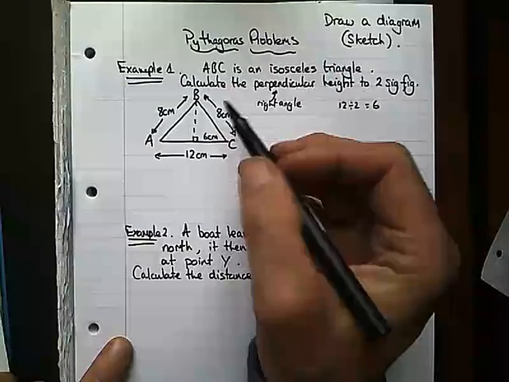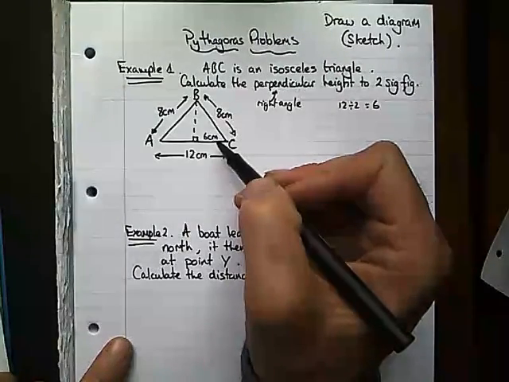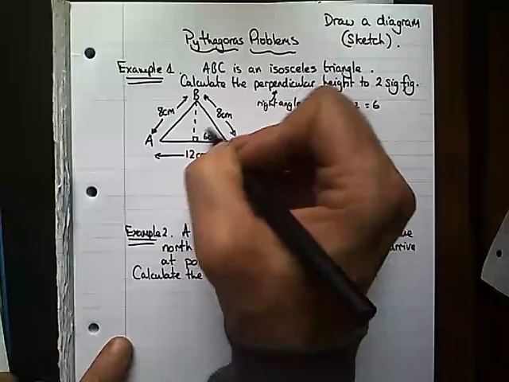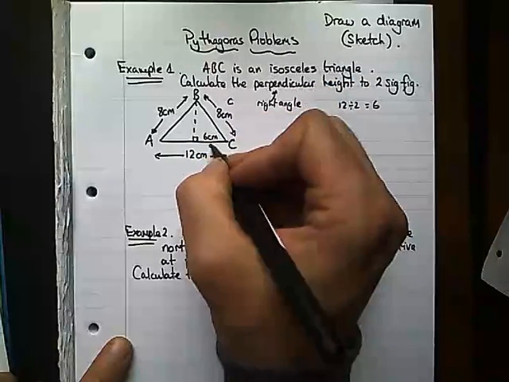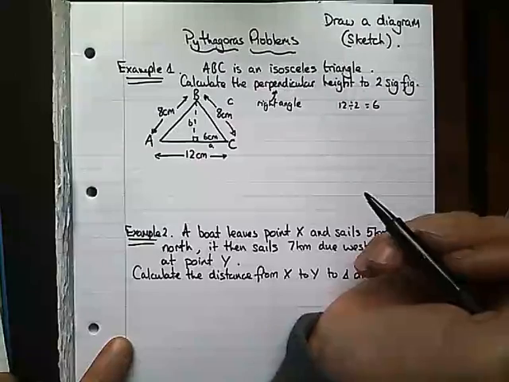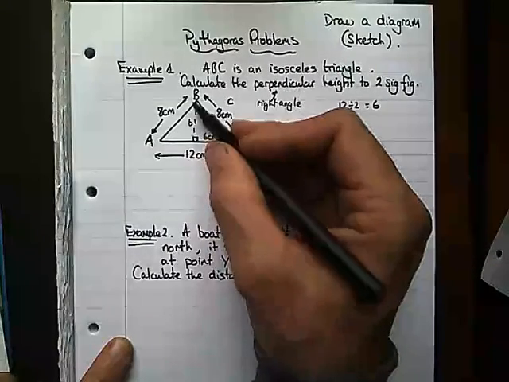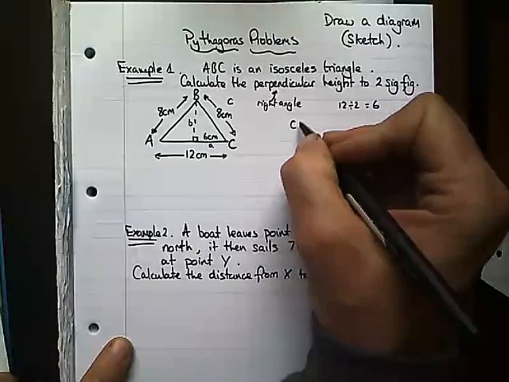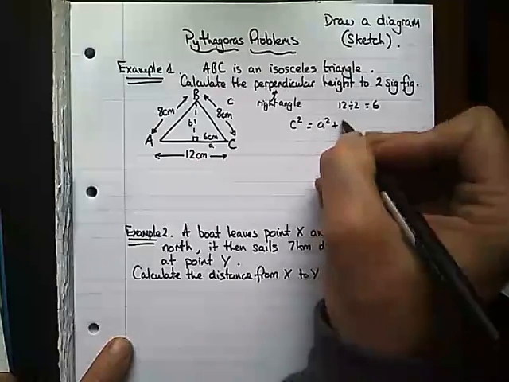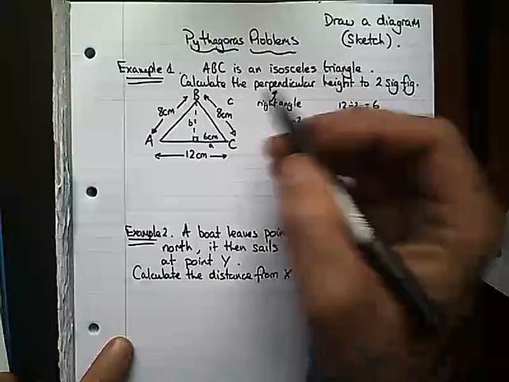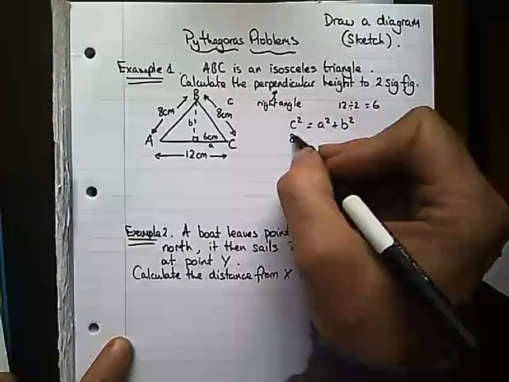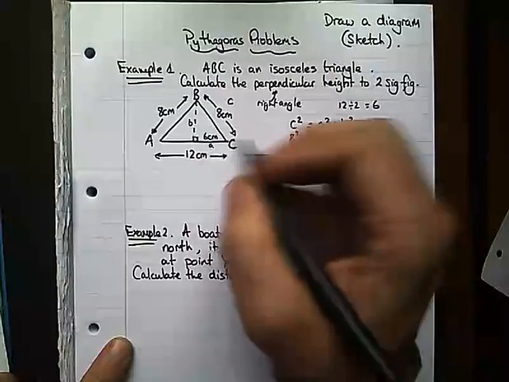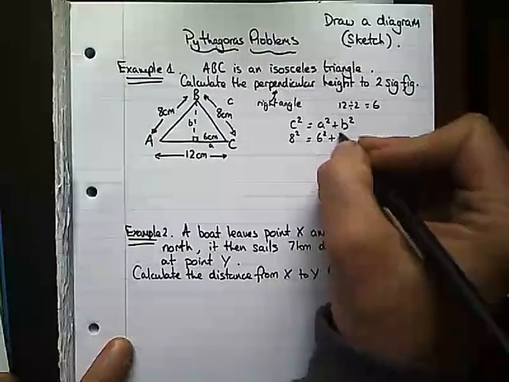So now I have my two side lengths of a right angle triangle. So let's label our sides. The one opposite the right angle is always C, and then I've got A and B left over. So I'm trying to find out what B is. That's the height of the triangle. So let's write out Pythagoras, which is C squared equals A squared plus B squared. C is equal to 8, so that's 8 squared. A is equal to 6, so that's 6 squared. I'm not sure what B is, so that's the one we're trying to find.